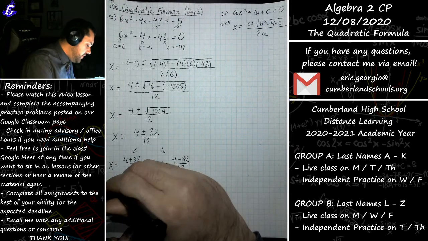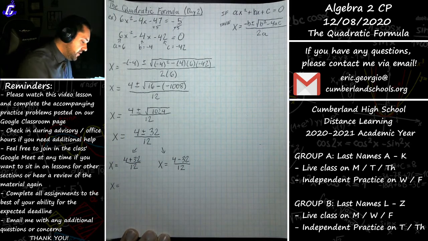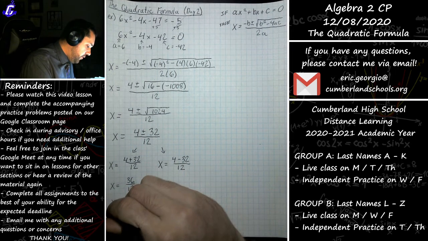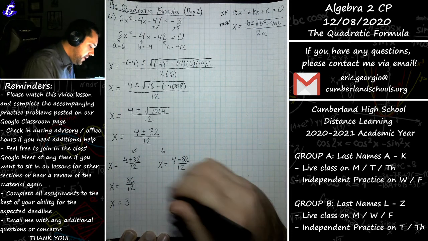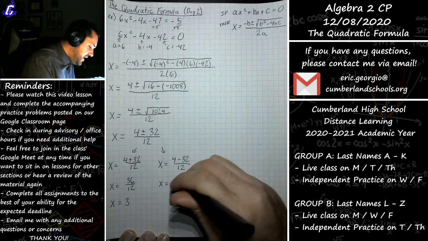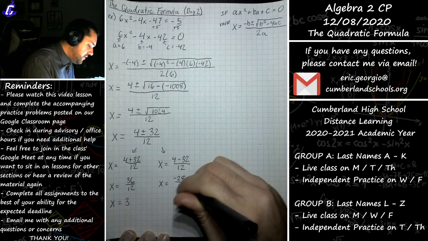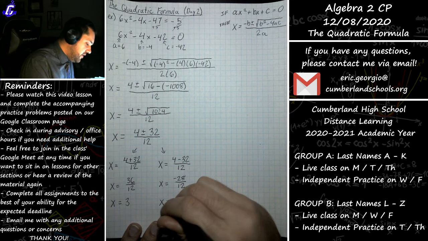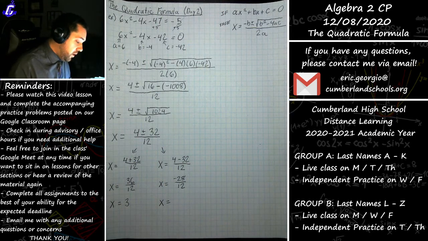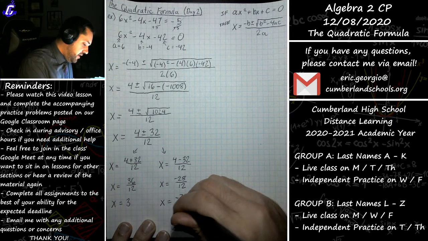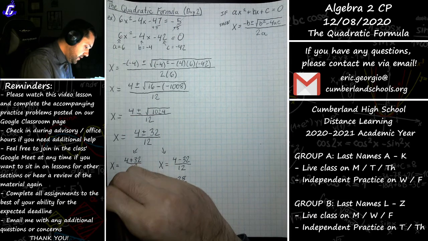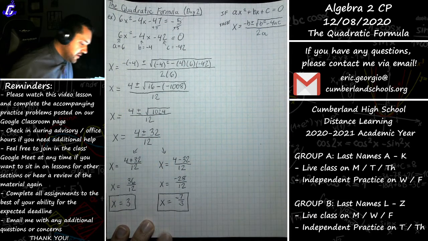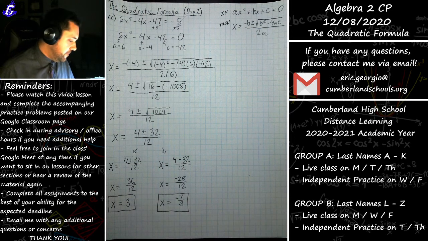Let's see what this comes out to be. 4 plus 32, notice, is 36. And 36 divided by 12 is 3. Over here we get 4 minus 32. That's going to be negative 28 divided by 12. Does not go in evenly, but will give us a nice fraction here. I believe we can reduce both by a factor of 4 to say that x is negative 7 thirds. And those are our two solutions. x is 3, and x is negative 7 thirds, or negative 2 and 1/3.